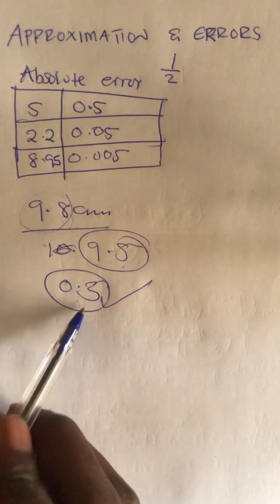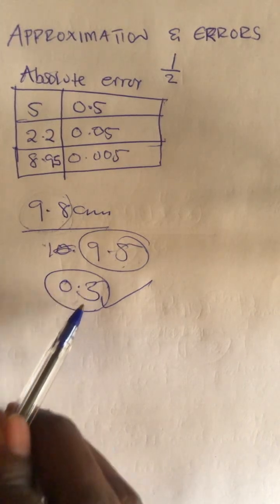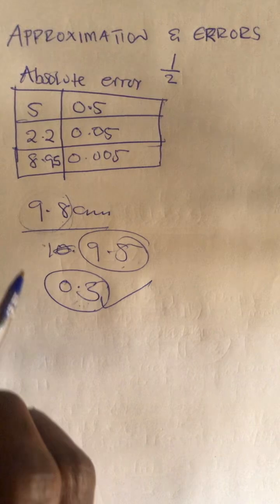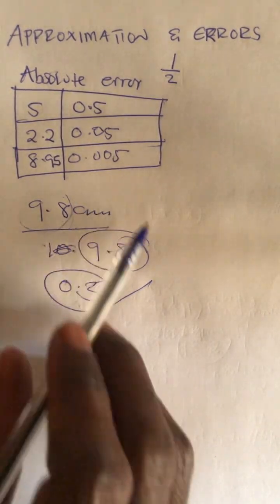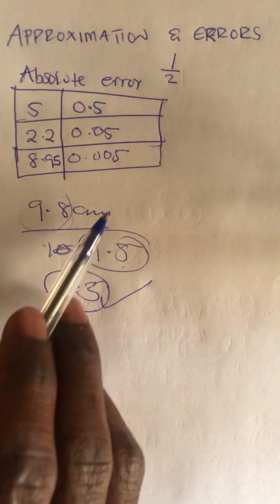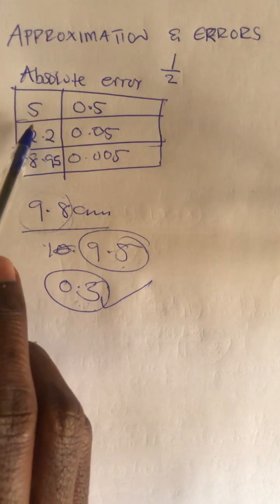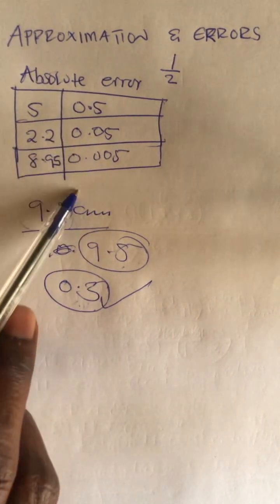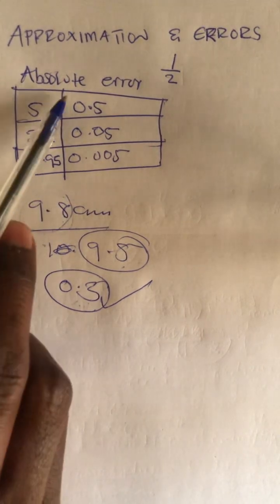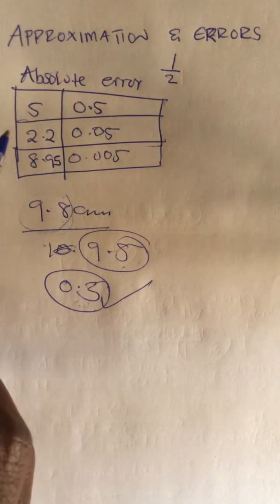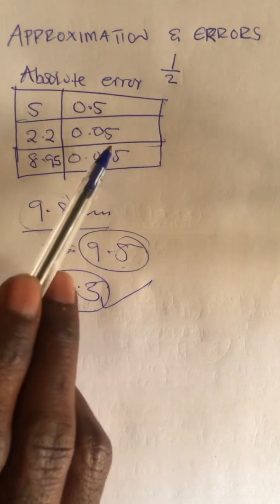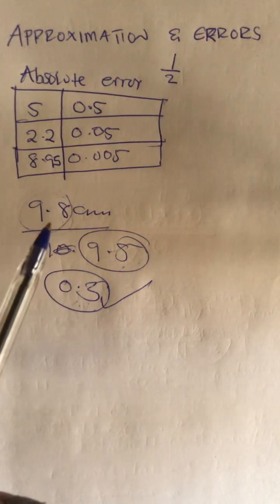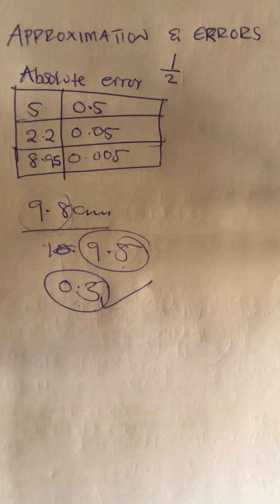I repeat, if and only if the actual measurement is given, that is when you deal with this. And that's how it goes. So for anything dealing with absolute error, provided the actual measurement is not given, follow this format here, you never go wrong. But if the actual measurement has been given, subtract the measured length from the actual measurement which was given, then that is considered to be your absolute error.